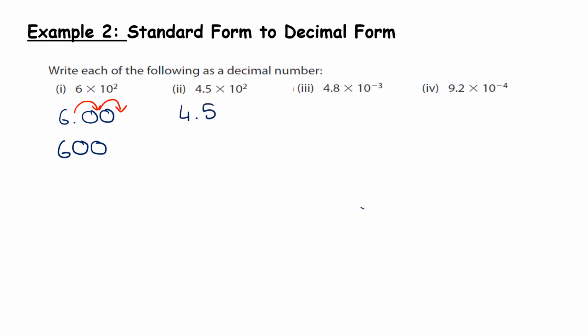4.5, just to help, I just add in a few zeros to do the jump. I'm going to do 2 jumps. There's 1, there's 2, and we have 450.